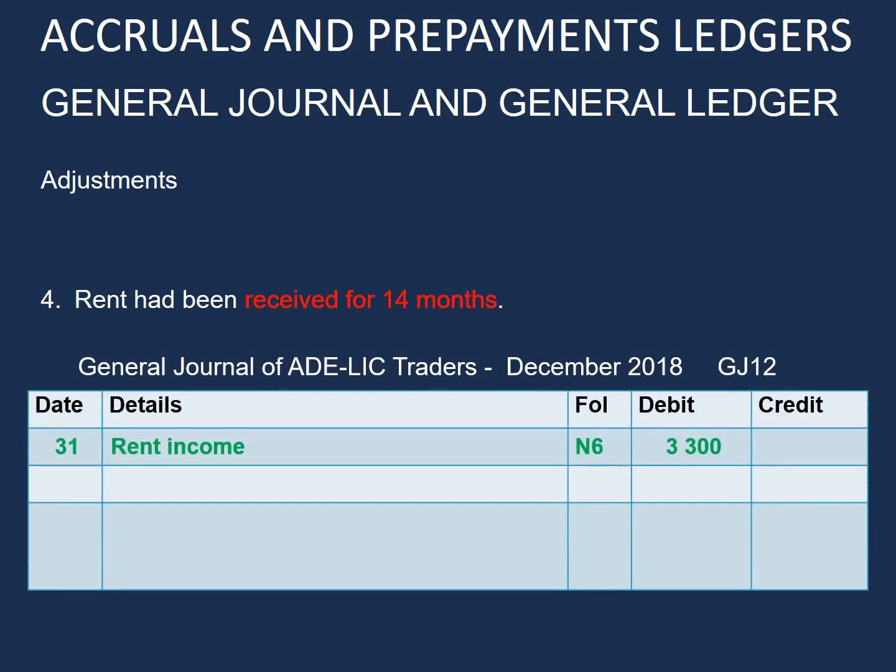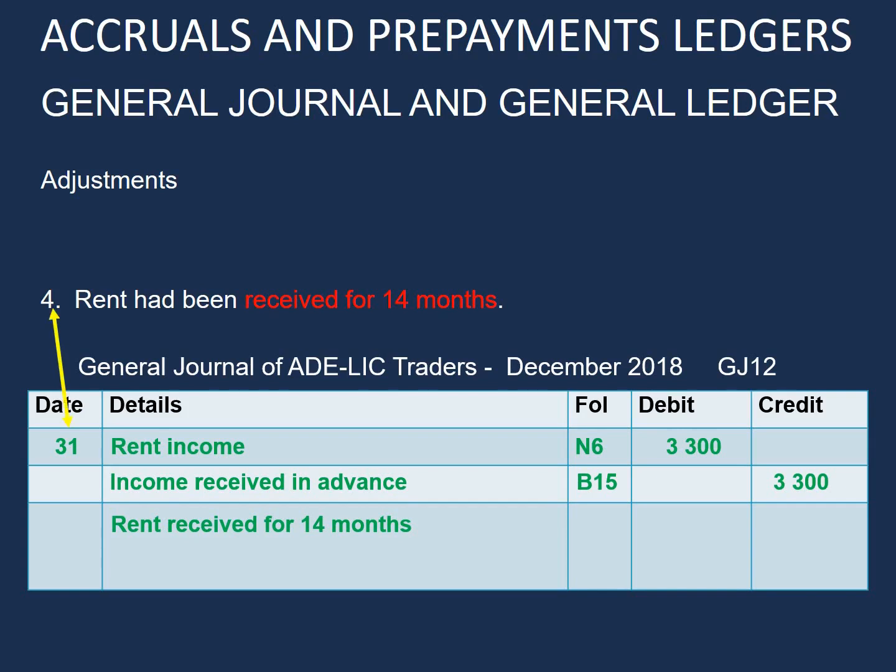We will debit rent income with 3,300, and we will credit income received in advance with 3,300 also. Our description in the narration will be rent received for 14 months. And again, note we write 31 in our date column, which is the end of our financial year. We do not write the 4, which is the number of adjustment. Now let's go and post this in our general ledger.